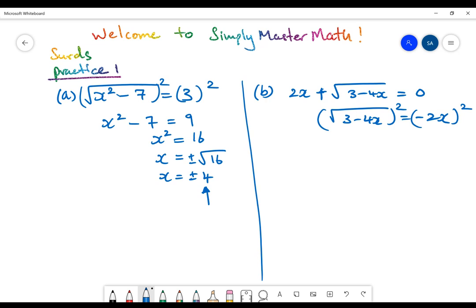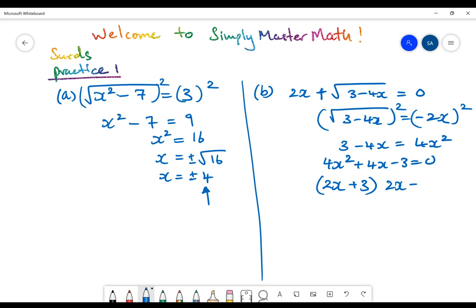If you square this part, then you get your square root removed, and you get 3 minus 4x equal to 4x squared. You notice that eventually it becomes a quadratic. So 4x squared plus 4x minus 3 equal to 0. So you will have your 2x plus 3 and 2x minus 1. Okay, let's see. That is minus 2x. Yes, correct.